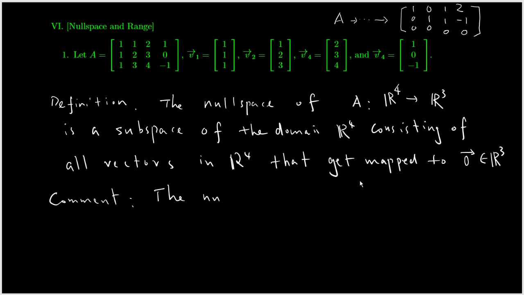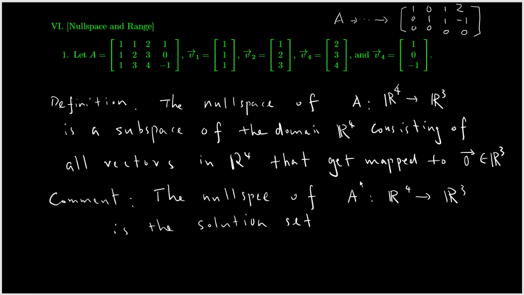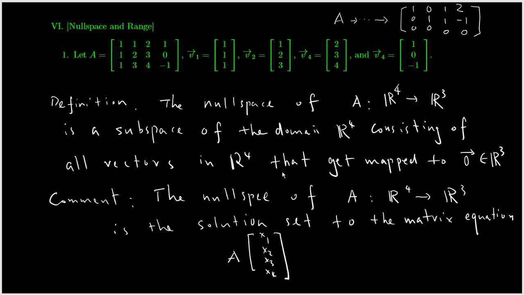The null space of a linear map A, or a matrix A of a linear map A, in this particular case from R4 to R3, is the solution set to a matrix equation. So basically, you want the output A times x1, x2, x3, x4. That's the output under A, right? We want the output to be 0. We are looking for all such inputs.